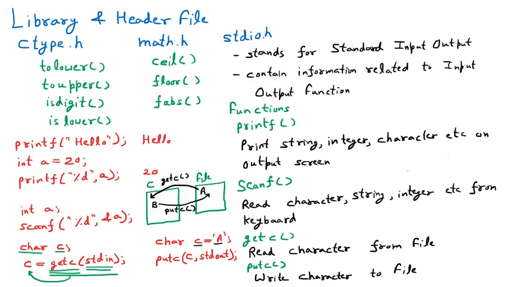So what will I write? putc, put the character, which character? Which is stored in c, with the help of stdout. So stdout we are using when we are giving output to the file. stdin we are using when we are taking input from the file. So this way the file handling functions getc and putc are going to work. And once we are going with the file handling, then we will discuss all these functions in detail.